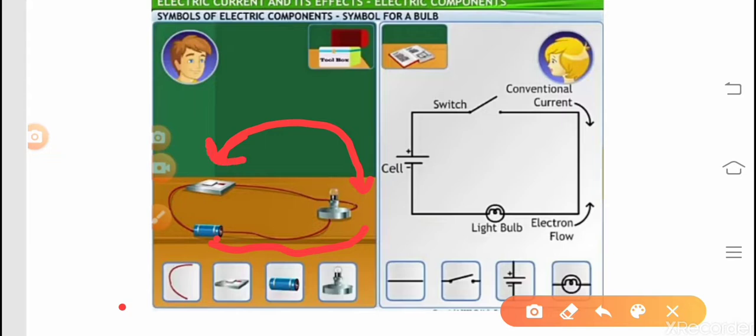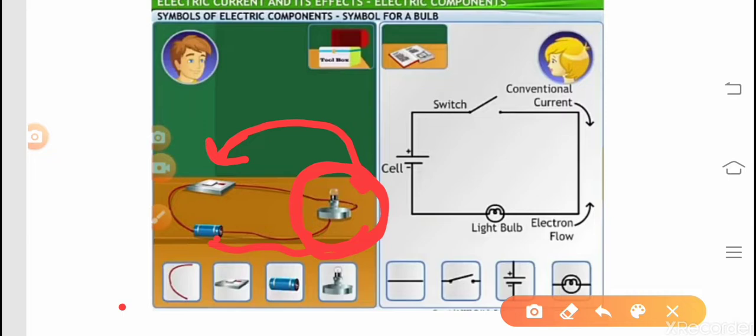Okay, so here our switch is in off position, meaning it is not switched on. When the switch is in off position, the bulb will not glow. Here the bulb is not glowing. This type of circuit is called an open circuit or incomplete circuit. Meaning in which the bulb is not glowing, that circuit is incomplete. Meaning current flow is not completed there.